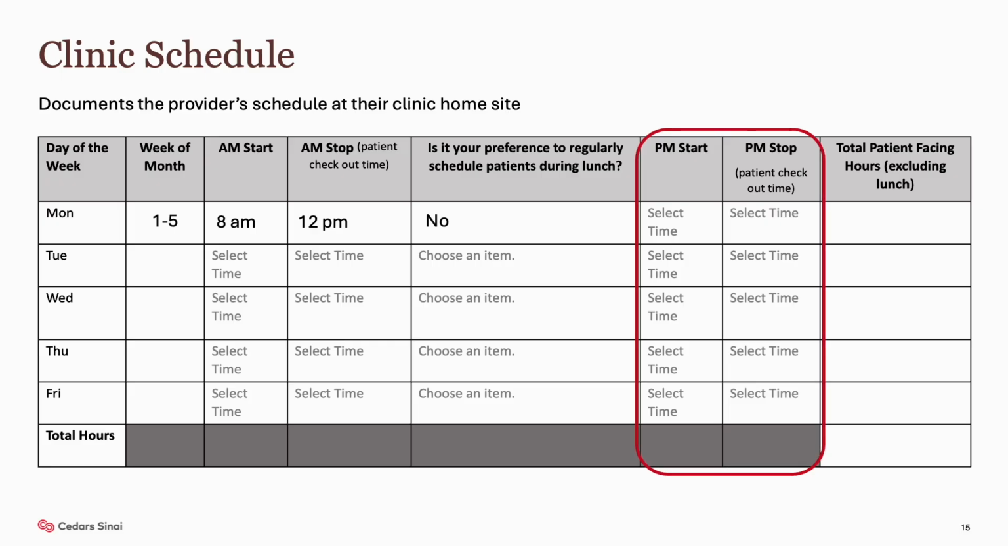The PM start and PM stop columns indicate the start and end of the afternoon clinic session. For example, if the first afternoon appointment for the provider schedule is at 1 p.m., then you would put 1 p.m. in the PM start box. And if the last appointment slot is at 4 p.m. and it lasts for 20 minutes, then the PM stop would be 4:20 p.m.